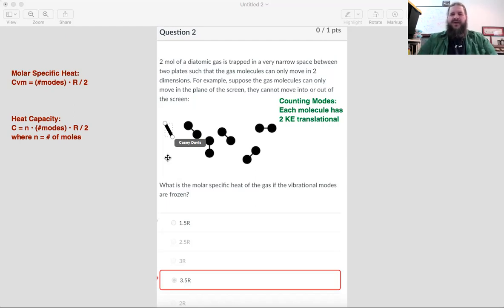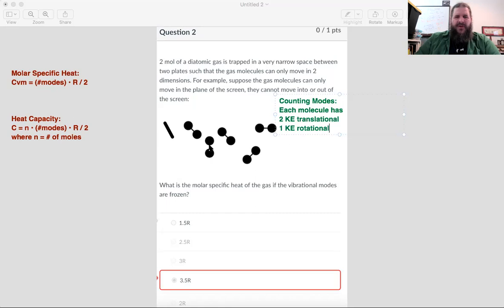However, keep in mind these are constrained to only 2 dimensions. So let's say we're talking about this 2-dimensional surface. The molecule can rotate like this, but rotating like this would involve leaving that 2-dimensional plane. So this rotation doesn't count in this case because they're sandwiched between the planes. They can't rotate out of that plane, which means this really only has how many rotational modes? Yeah, just 1. This molecule, since it's trapped in this 2-dimensional plane, can only rotate within the plane itself. So it only has 1 kinetic energy rotational mode.